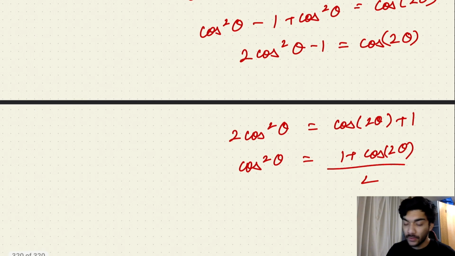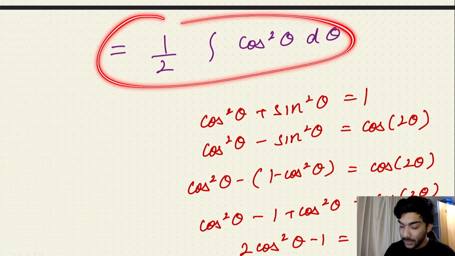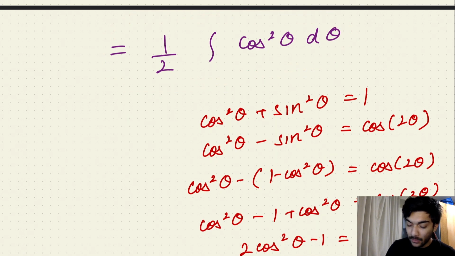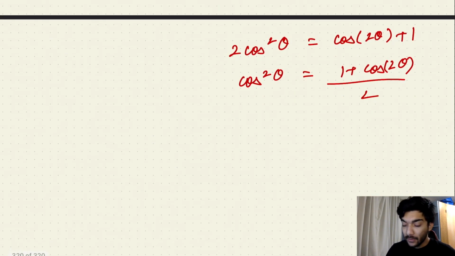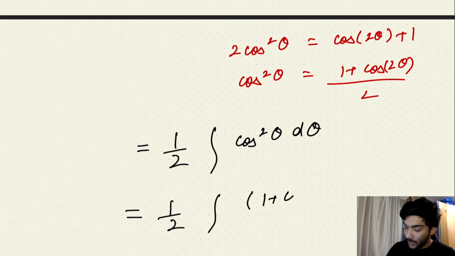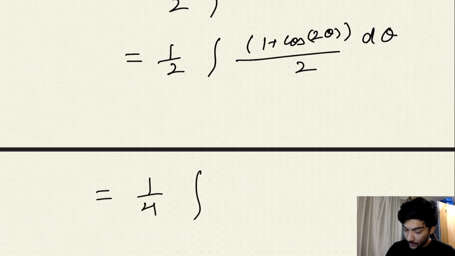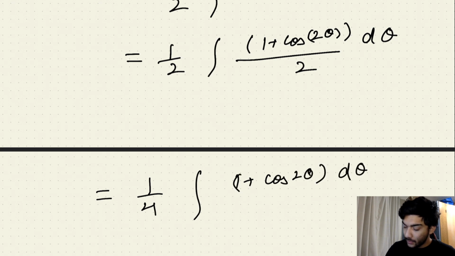So that is a different approach that you can definitely follow if you want to remember your cos 2 theta expressions easily. So now we have to calculate the half of the integral of cos square theta d theta. Since we have to calculate the half of cos square theta d theta, this can be changed to calculating the integral of 1 plus cos 2 theta by 2 d theta, right? So now this would be 1 by 4 times 1 plus cos 2 theta d theta.